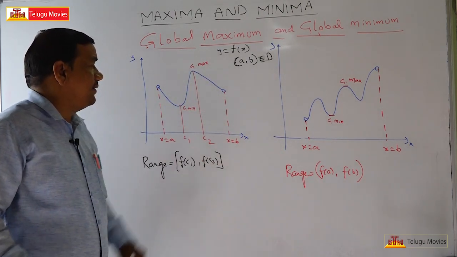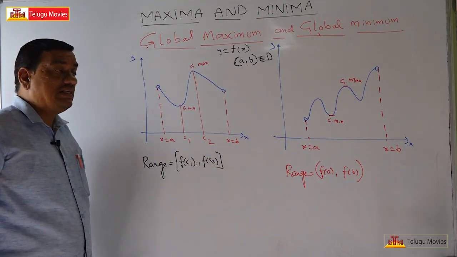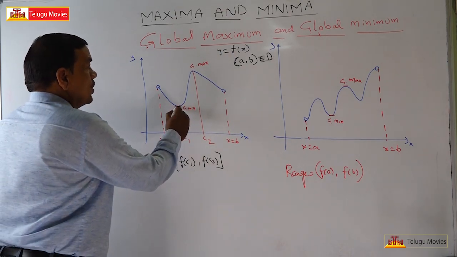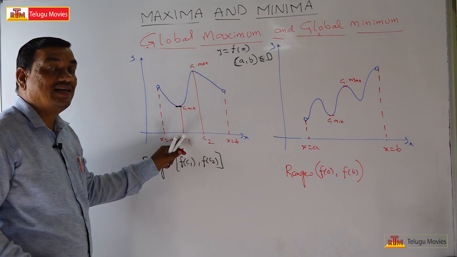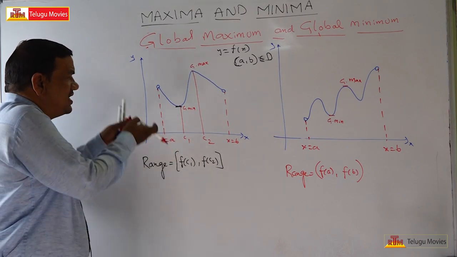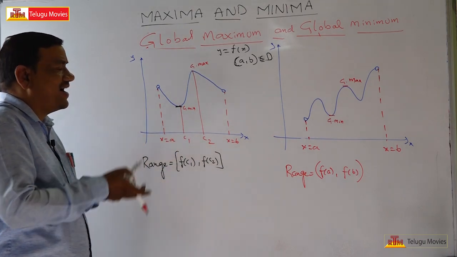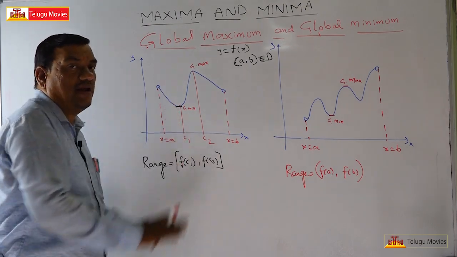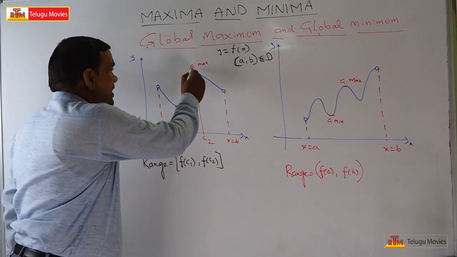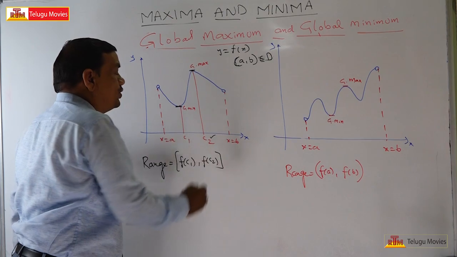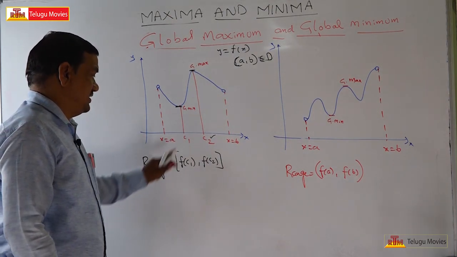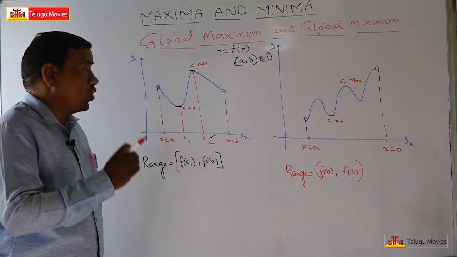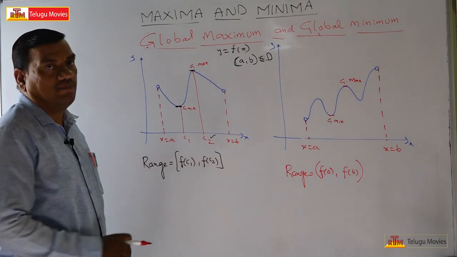Observe the graph here. As per the definition, the global minimum lies at x is equal to C1. Why? Because f of C1 is less than all the remaining values. And x is equal to C2 is the point of global maxima. C1 is the point of global minima. That is clear.